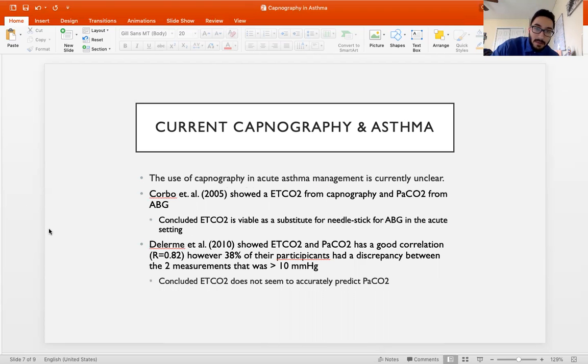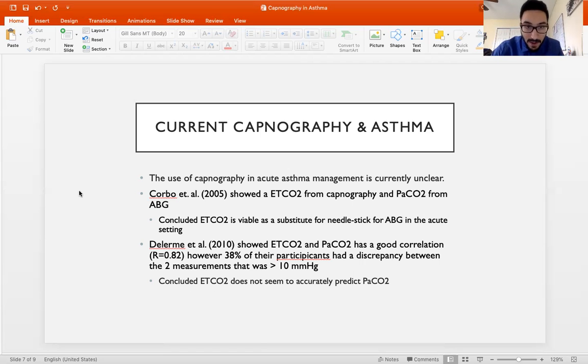Now, currently, the use of capnography in asthma is actually unclear. This team, Corbo et al. 2005, showed that EtCO2 from capnography approximates PaCO2 from ABG. And they concluded that EtCO2 is a viable substitute for needle stick in ABG in the acute setting. So they're saying that you can use capnography to determine your EtCO2 and essentially your PaCO2 in acute asthma exacerbations.